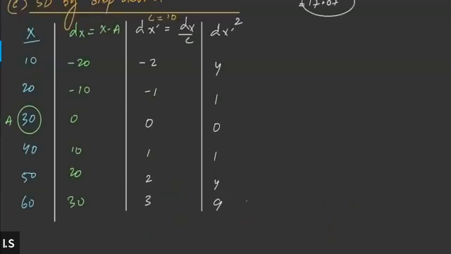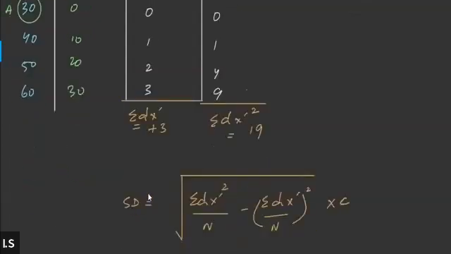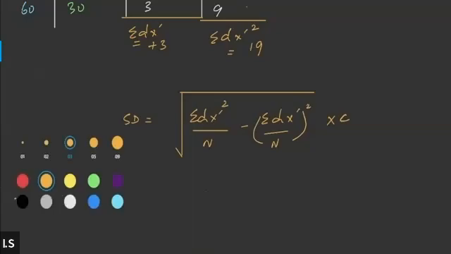Now we will simply total these values, sigma dx dash, and we will also total all these values, sigma dx dash square, and put these values into the formula. The sum total of these values will be minus 2, minus 1, 3. So this will be plus 3, and this will be 4 plus 1 is 5, 5 is 10, 19. So let's put these values into the formula.